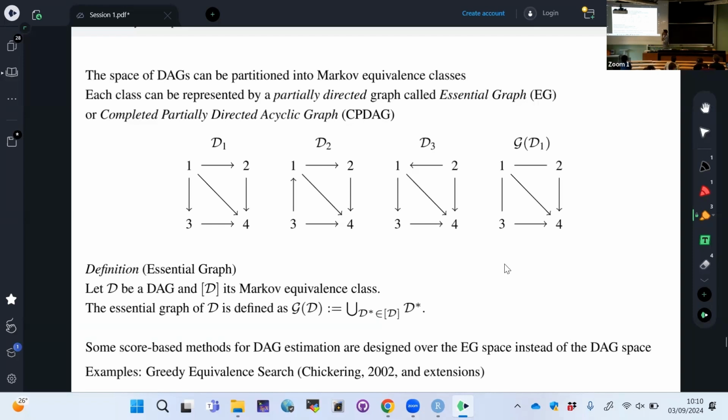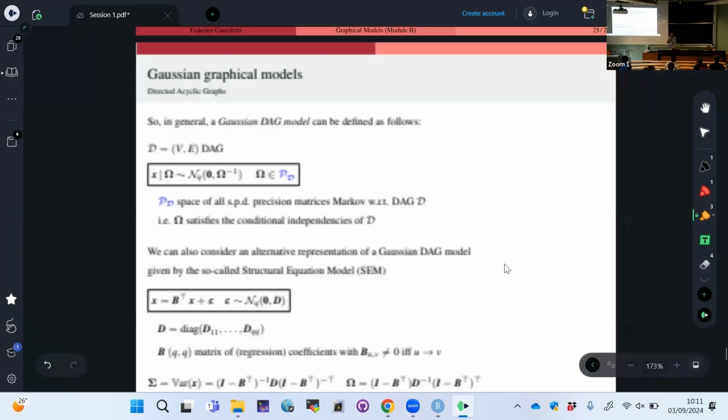Okay. So for the first reason that I mentioned before, an example of methodology working directly on the space of equivalence classes is the so-called greedy equivalence search, which was introduced by Chickering in 2002. But then there are also Bayesian methodologies. We will mention something in the next sessions of today's lecture.